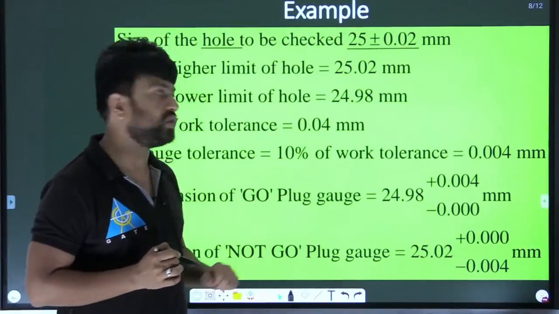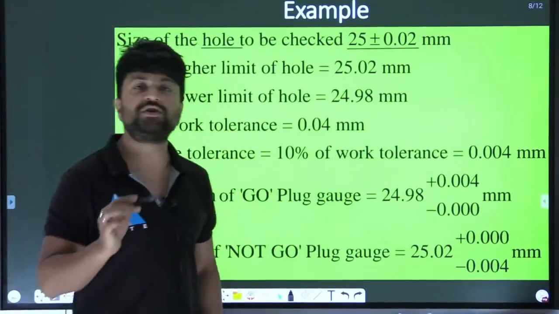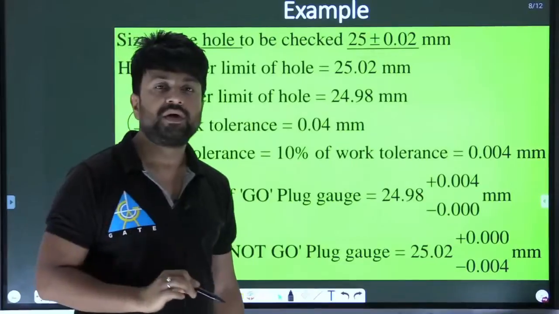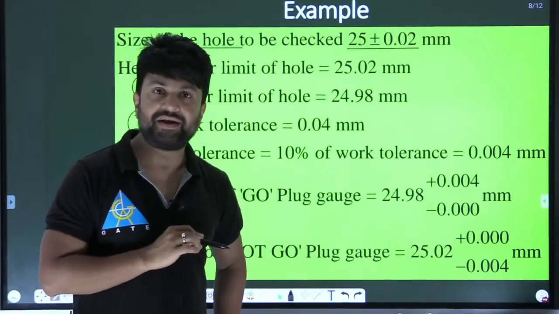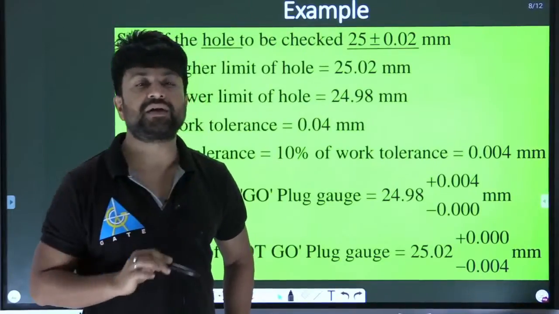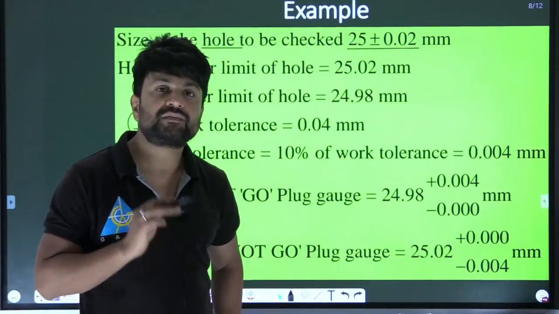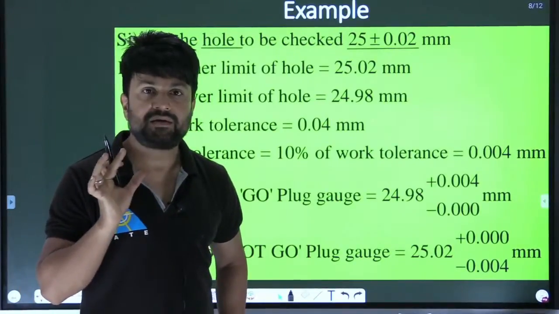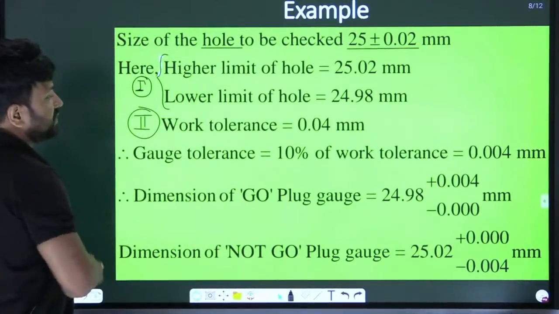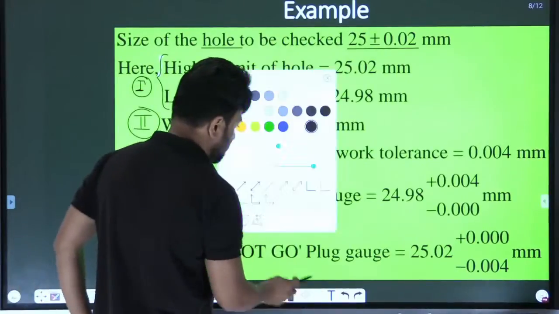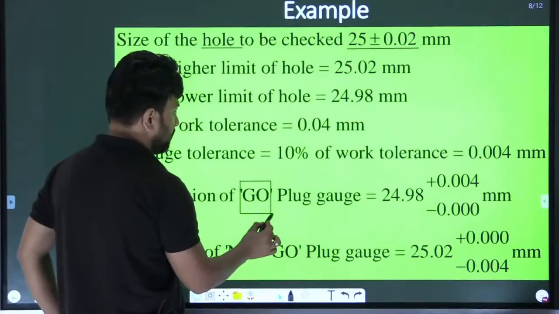0.04. So 10% of the work tolerance means what? 10% of 0.04 comes out to 0.004 mm. This is the tolerance which comes on a plug gauge, on the go end of the plug gauge, or you can say on the not go end of the plug gauge. Am I clear? This is the concept, my dear. Now the dimension of the go: please see here. As you know, for a go, the basic size is what?